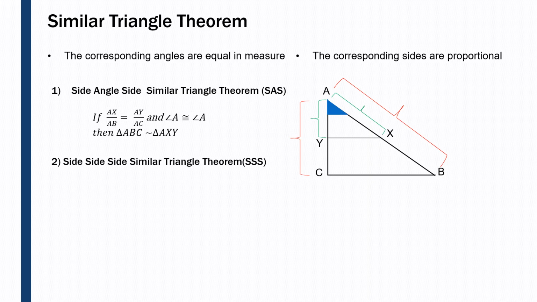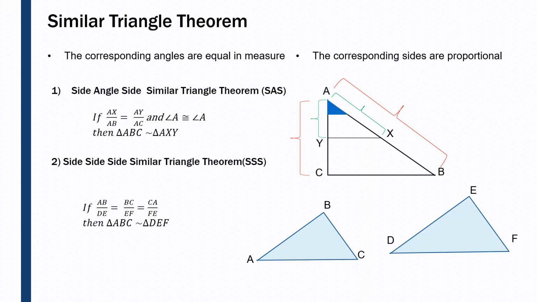Next one is the side side side similar triangle theorem, SSS. There are two triangles ABC, DEF. If AB over DE, the corresponding side, equals BC over EF, equals CA over FD, if the corresponding sides are all proportional, then triangle ABC and DEF must be similar.